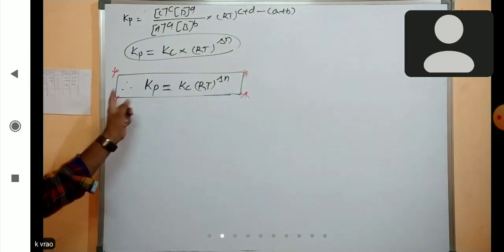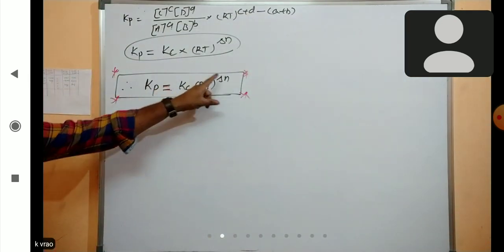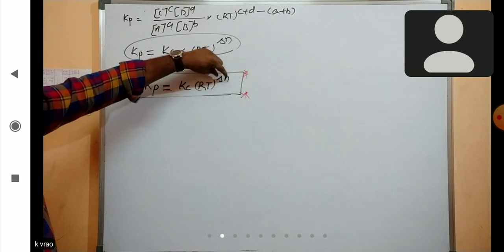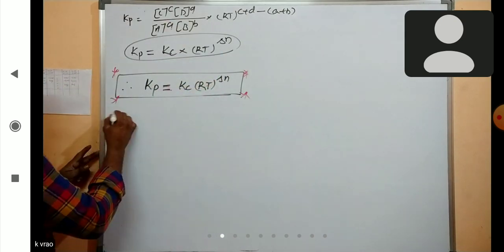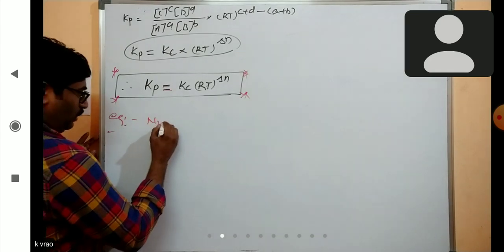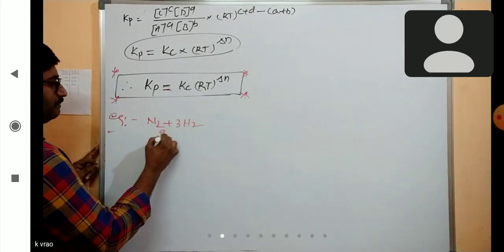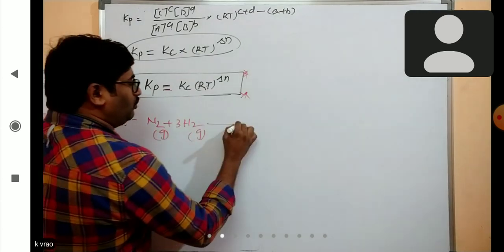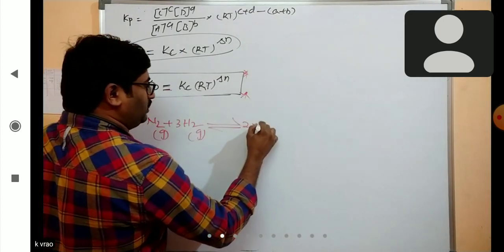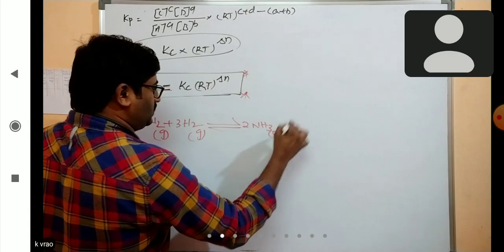The Kp Kc relation is Kp is equal to Kc into RT whole power delta n for the general reaction. Let us take examples. N2 plus 3H2. It is not a general reaction, it is the preparation of ammonia in the Haber process. N2 plus 3H2 gives 2NH3 gas.